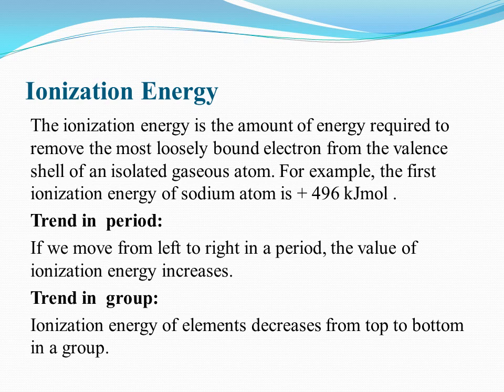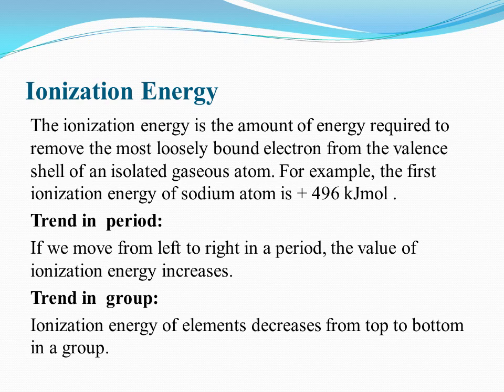Now we are going to discuss the trend of ionization energy in a period. If we move from left to right in a period, the value of ionization energy increases. It is because the size of an atom reduces and valence shell electrons are held strongly by the electrostatic force of the nucleus. Therefore, elements on the left side of the periodic table have low ionization energies as compared to those on the right side of the periodic table.